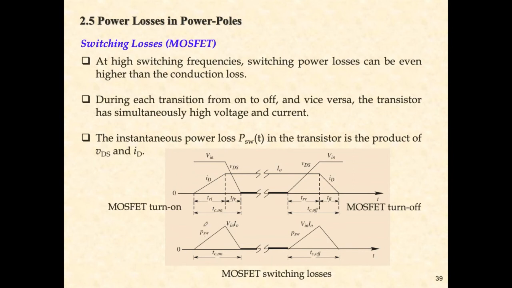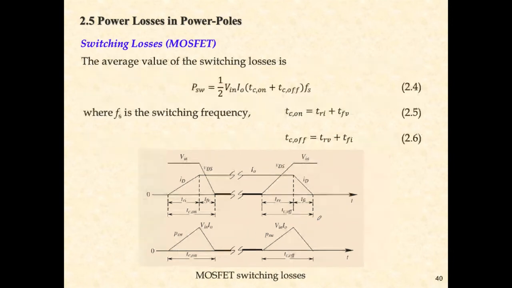This is one of the switching powers, and then the other one is for turning on or turning off the power pole. Again, we have the same magnitude of the peak here, but with different time intervals. With these two triangles, we can write down equation 2.4. If we want to calculate the power here, we can simply calculate the area of this triangle.